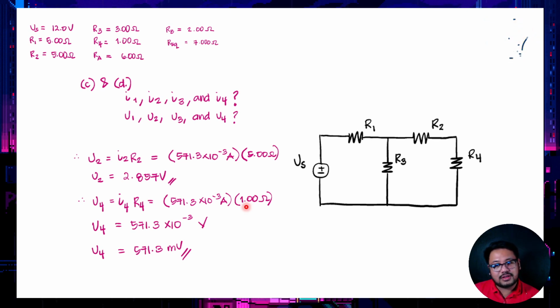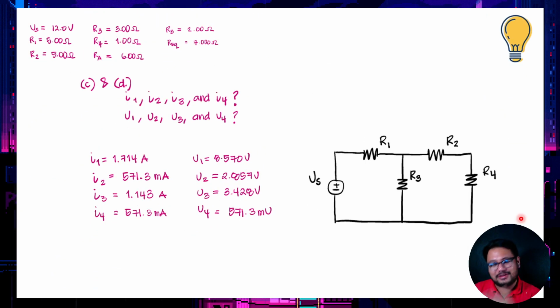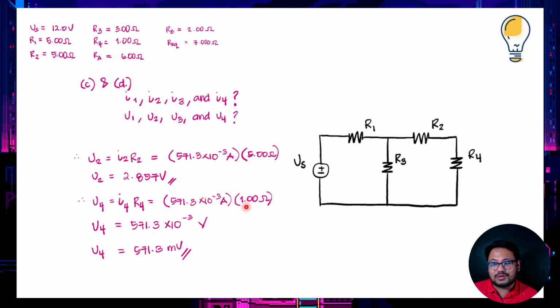And for V4, that's I4 R4, it will give us 5.713 times 10 raised to negative 3 amperes times 1 ohm. So V4 is just equal to 571.3 millivolts. In summary, we now have the answers for letter C and letter D. So that is how we solve for the current passing through each resistance and the voltage across each resistor in a given series-parallel combination configuration.